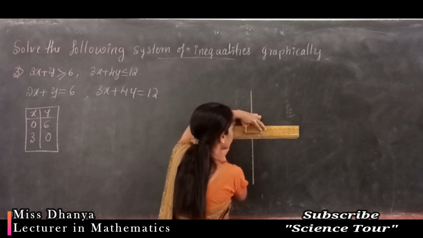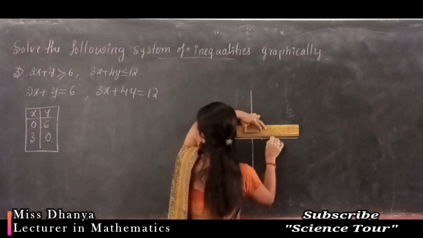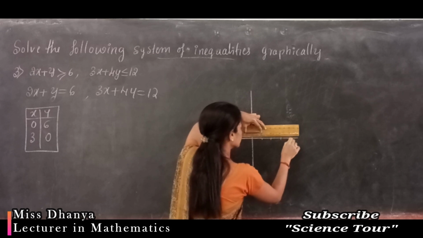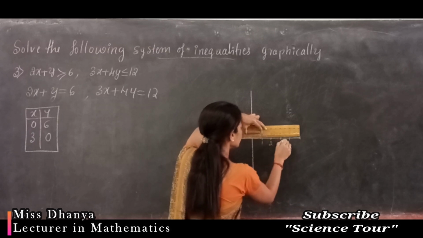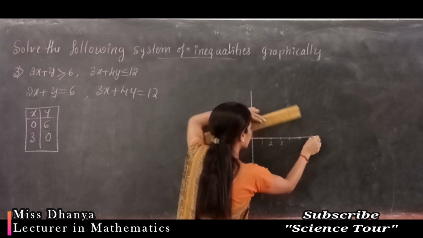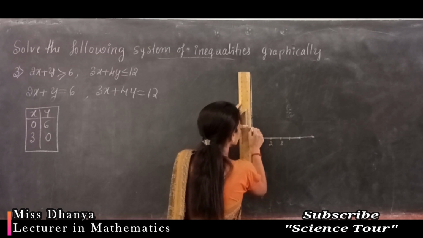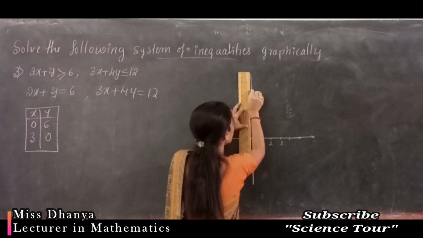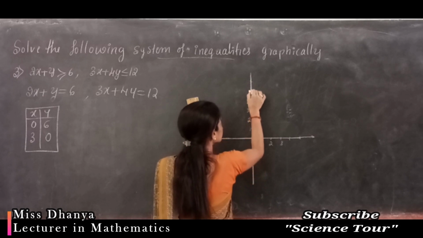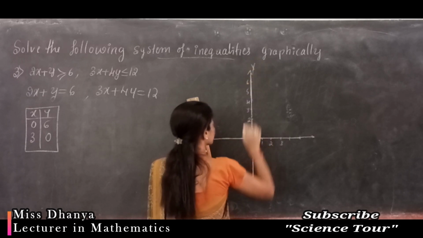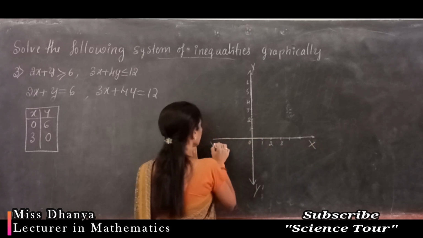Draw the x-axis and y-axis, and mark points at equal distances. On the x-axis you need up to 3: 1, 2, 3. And on the y-axis up to 6 you need 1, 2, 3, 4, 5, 6. The y-axis is YO, Y dash, and the x-axis is XO, X dash.